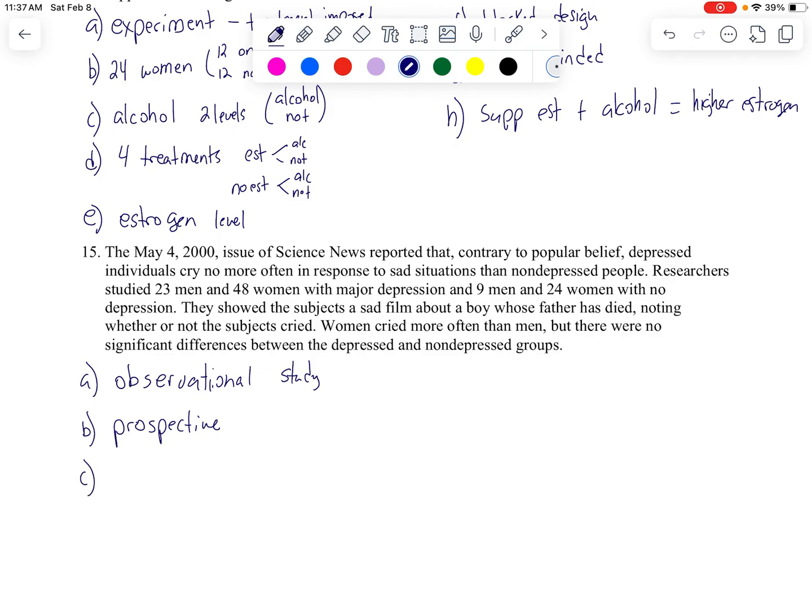Okay? So in part C, who were my individuals chosen? We had 71 depressed people and 33 not depressed people. Now, I did not say how depressed was depressed, self-diagnosed or actual diagnosed. Those things were not clear, but we'll roll with that. So D is the parameter of interest. What do I want to know from these depressed people? Do they cry when shown a sad movie?